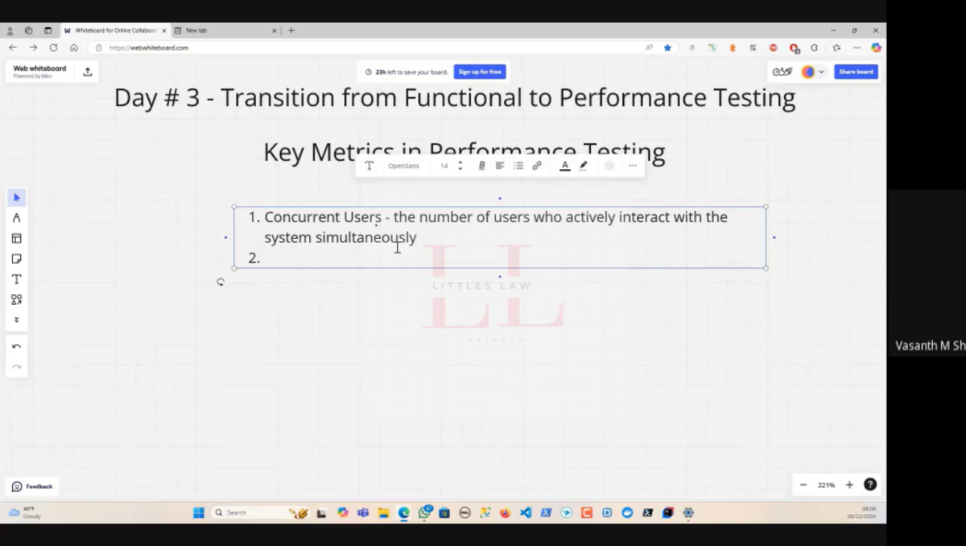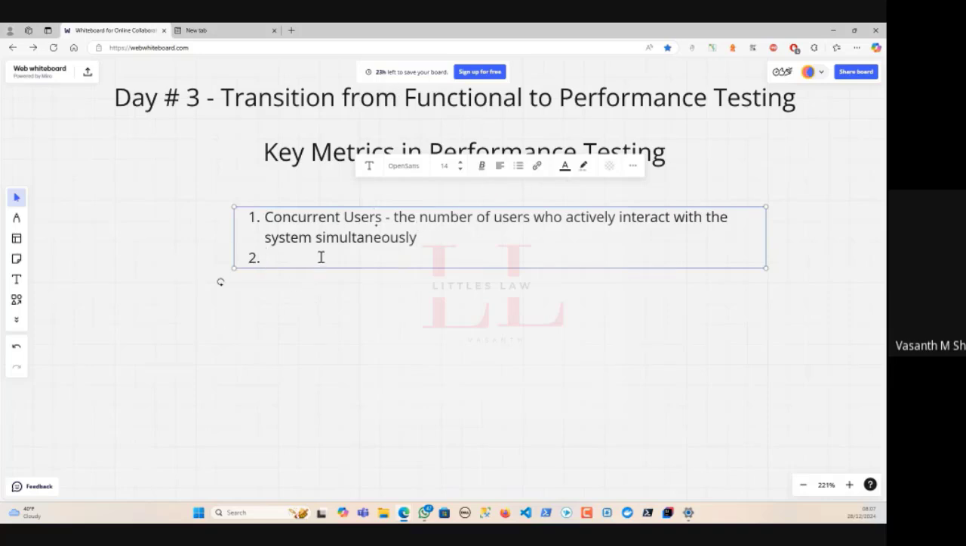So when you say I have 1,000 concurrent users, you will obviously get around 750 to 800 TPS, and that in turn reflects in your response time. So all these are related.